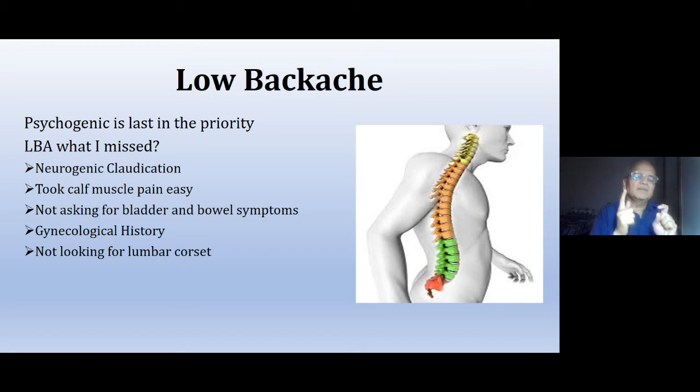Never dismiss low back pain as psychogenic. That is last in the priority. What all have I missed? I missed neurogenic claudication. I took people with calf muscle pain very easy when it turned out to be a lumbar canal stenosis. I have forgotten to ask for bladder and bowel symptoms in patients with low back pain. I forgot to take the gynecological history in a woman with low back pain. And this is the last one: not looking for a lumbar corset.